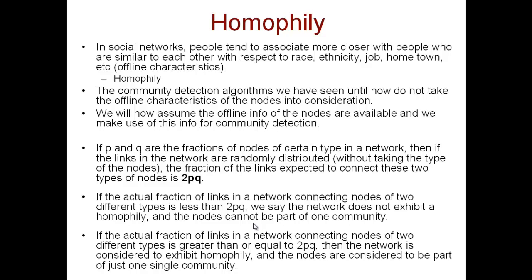Now, if the actual fraction of the links in the network between these two types of nodes is less than 2PQ, then we say that these two types of nodes exist separately. There's not much interaction between these two sets of nodes. That means there's no homophily. They are not part of one community. Whereas, if the actual fraction of the links between these two sets of nodes is greater than what is expected if the links were randomly distributed, that is, if the actual fraction of links in the network is greater than or equal to 2PQ, then the network is said to exhibit homophily. That means you have more interactions between these two sets of nodes, so they exist together as one community.